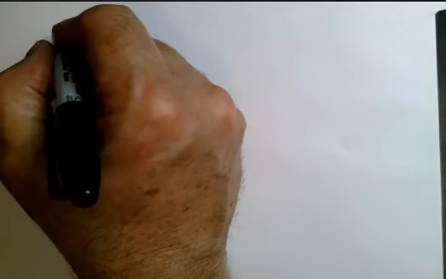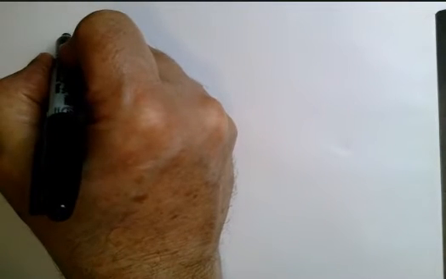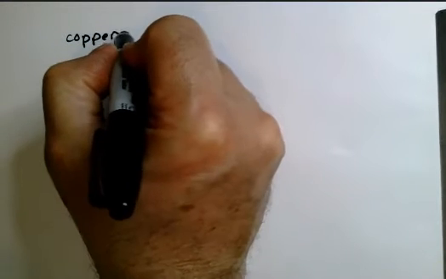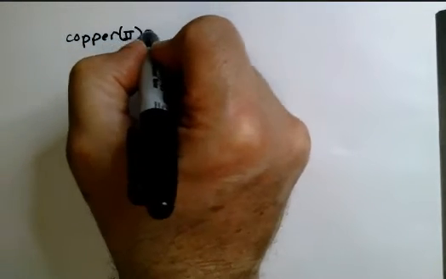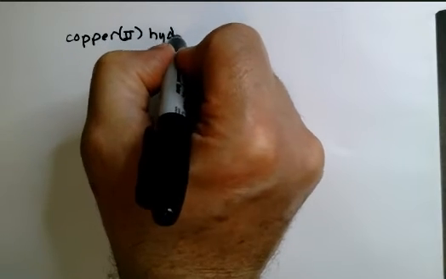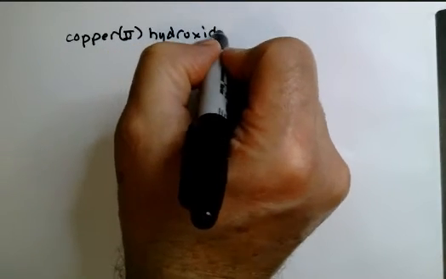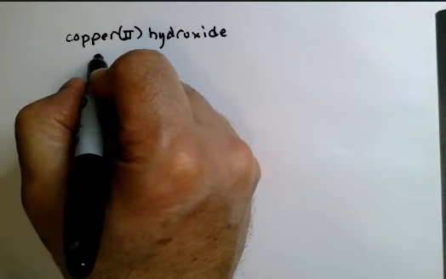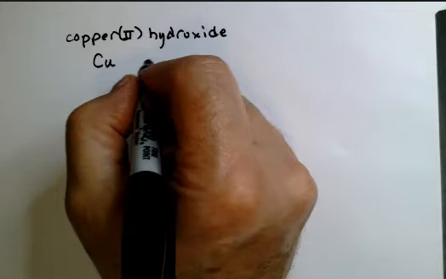Hi, this is Brother Barnes, and let's write and balance a formula from words. Copper, Roman numeral 2, hydroxide. When we look on the periodic chart, the symbol for copper is big C, little u.